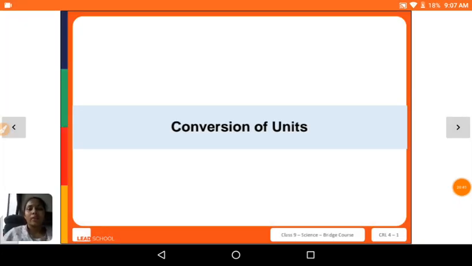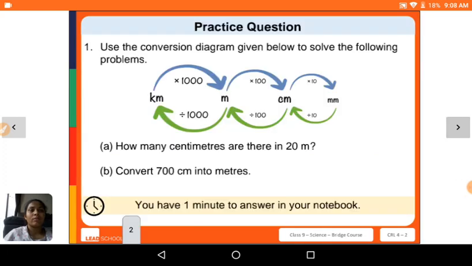Now, as we learned the standard units, let's try some questions. Conversion of units. First, practice question 1. Use the conversion diagram given below to solve the following problems. How many centimeter are there in 20 meter? Here 20 meter is given and we need to convert into centimeter.